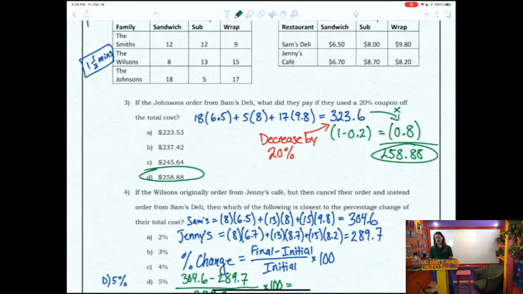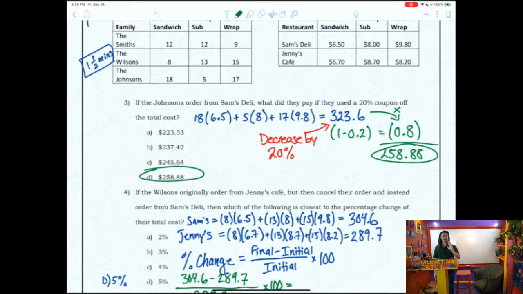Excuse me. So this has the opposite effect of the tax. If you tax the subtotal, it's going to increase the subtotal to the total. But if you have a coupon, you're going to be taking money off of the subtotal, so the total would be less than the subtotal. So we're going to multiply by 1 minus 0.2 because we want to decrease by 20%. So 1 minus 0.2 is 0.8.